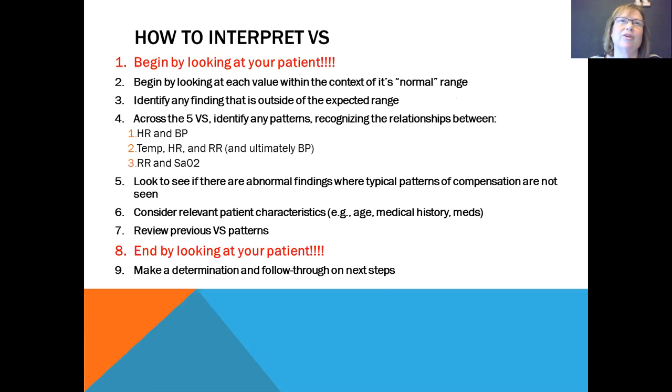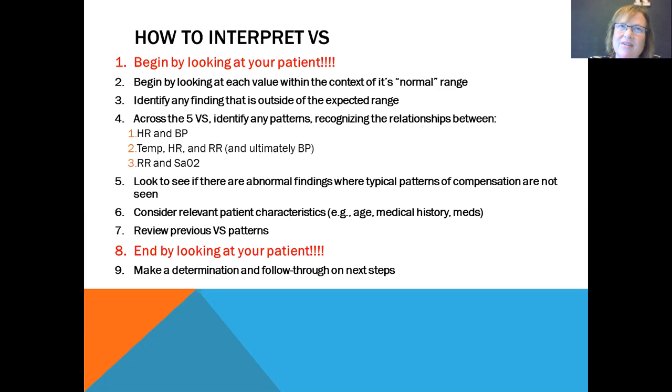So you want to have a really good look at your patient and look again for that match or mismatch between what you're finding and how your patient is presenting. When we take our vital signs, we want to begin by looking at each value within the context of its normal range. We want to identify any finding that's outside of the expected range, and we're going to use a check mark for okay, and an arrow up for high, if it's above normal, an arrow down if it's below normal. And you'll see on the next couple of slides that what I've done is put a gold star when I'm keeping something in mind. It may be above normal, it may be below normal, it may be within normal, but I want to keep it in mind because something about it may be a cue.